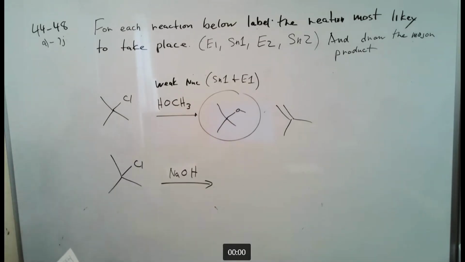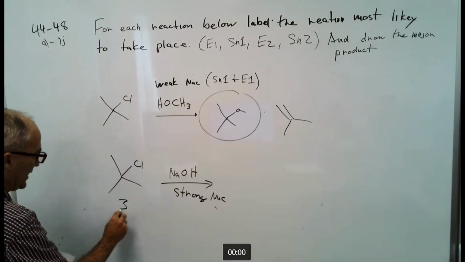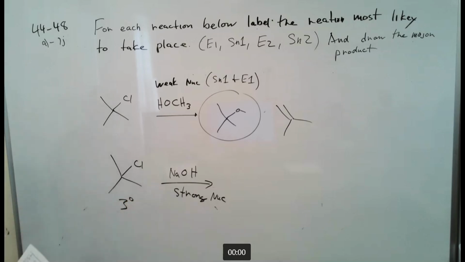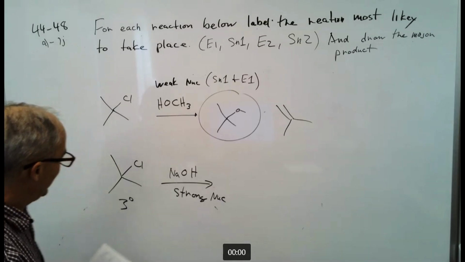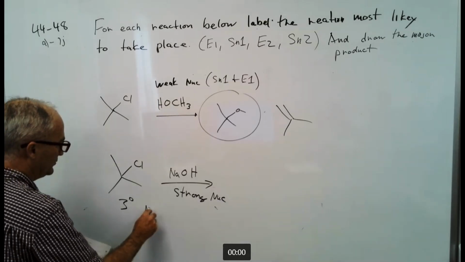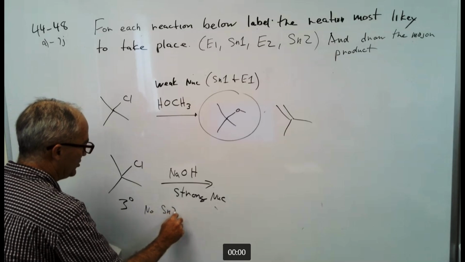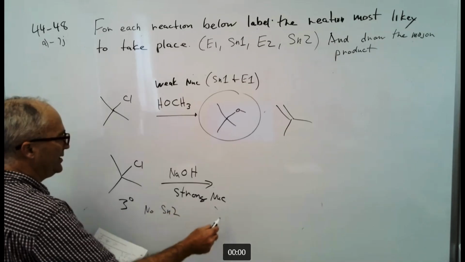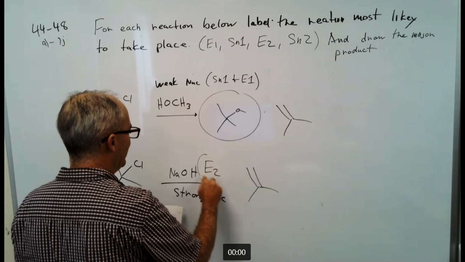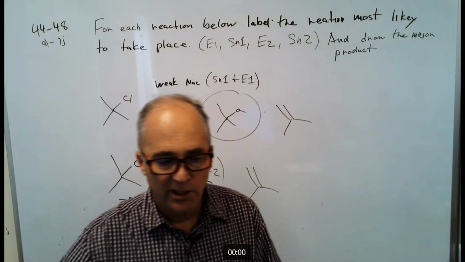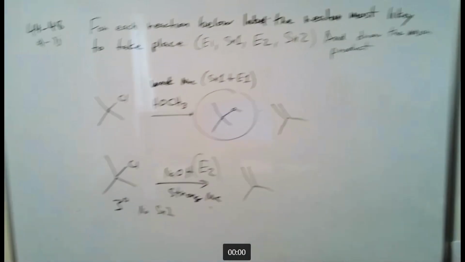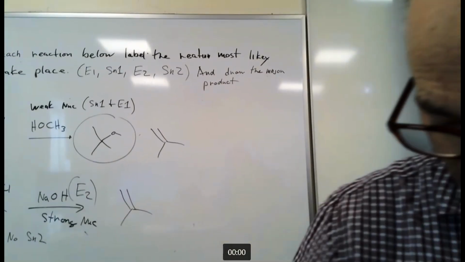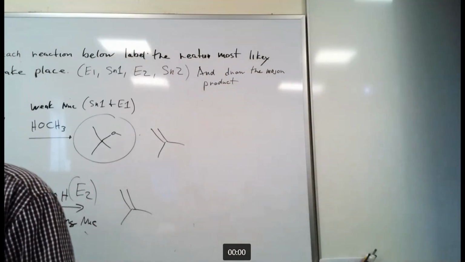What do you think here? Now I have a strong nuke, and I have a tertiary alkyl halide. Should I write down t-butyl alcohol? No, because there's no SN2, so I'm left with E2, and I write E2. Okay, in the little time that's left, that's the whole exam. Four sides, 48 questions.